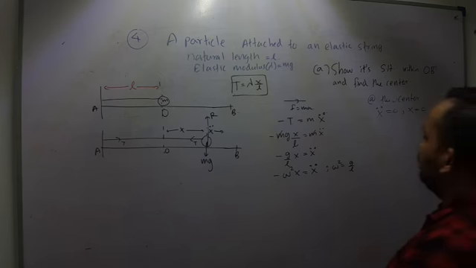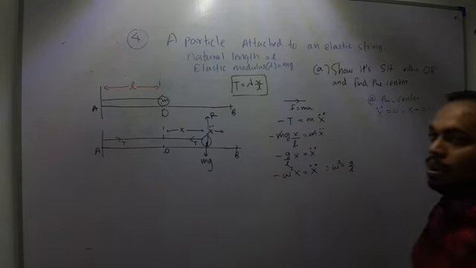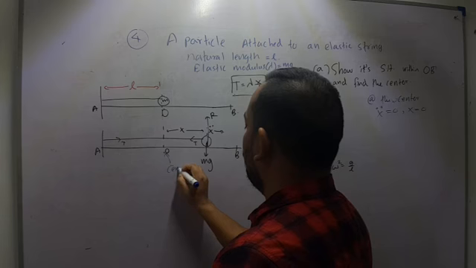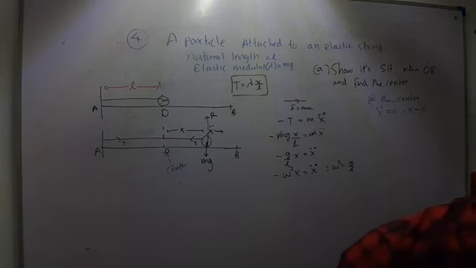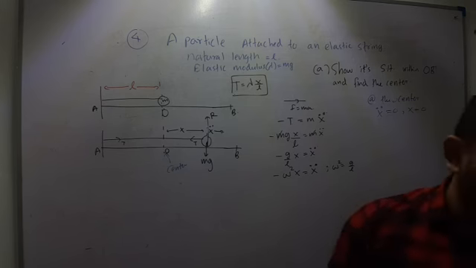Now what is the center? So x equals 0 means this point O is the center. This is the center. Right, so this is the first part, part A, and let's look at part B next.